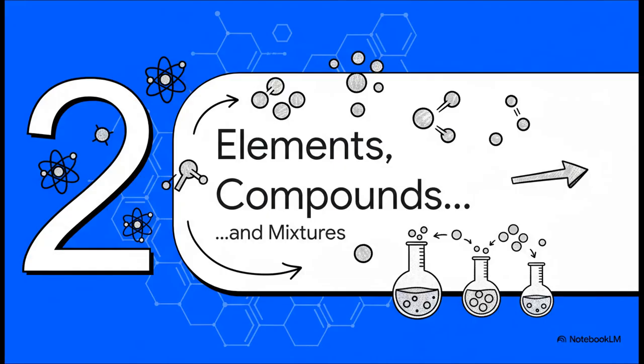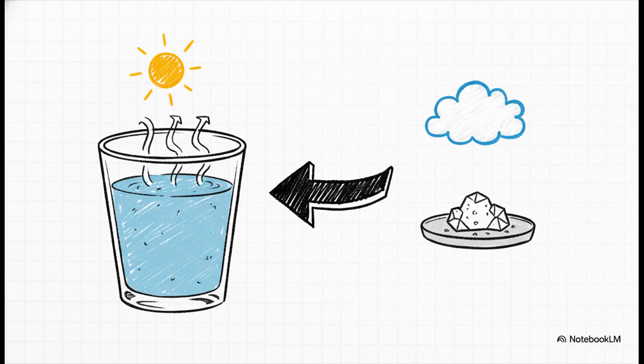Okay, next up, elements, compounds, and mixtures. So, we know we can separate a mixture, but what are the individual things we're left with? That's our next step. So let's imagine we've evaporated all the water, leaving behind those pure salt crystals. Now we have two totally distinct substances. And these two, the water and the salt, are perfect examples of two of the most fundamental categories in all of chemistry: elements and compounds.